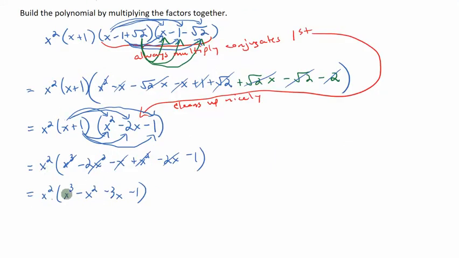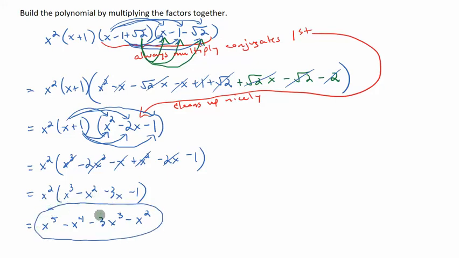Now I just need to distribute my x squared, so I get x to the 5th, minus x to the 4th, minus 3x to the 3rd, minus 1x squared, or just x squared, and it actually cleaned up very, very nicely to give us this degree 5 polynomial.